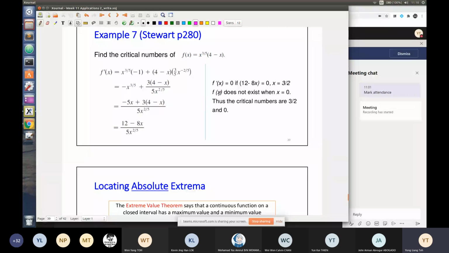Okay, so now, actually, this is wrong. So this should be f prime. Okay, this should be f prime. So f prime does not exist when x equals to 0, which is pretty clear because if you look at this denominator, when x equals to 0, the denominator equals to 0. So therefore, you got division by 0. So hence, this f prime function cannot exist. So hence, 0 and 3 over 2 are the critical numbers of f of x. Questions? So we're just using the first derivative, f prime, to assist us in finding the critical numbers.